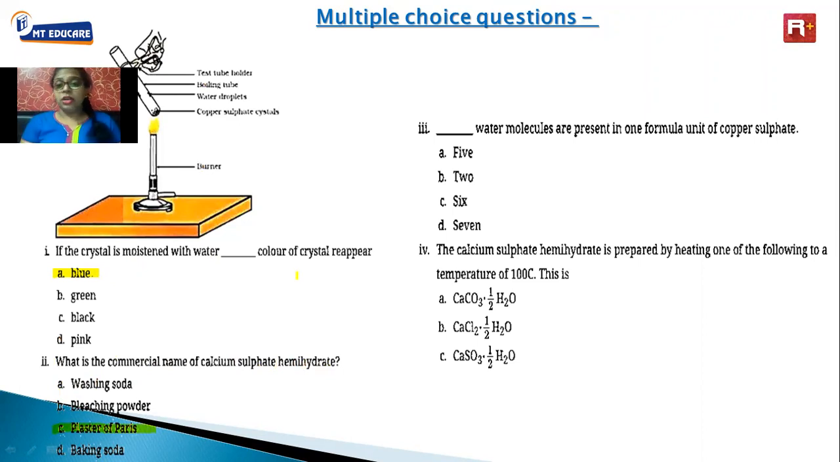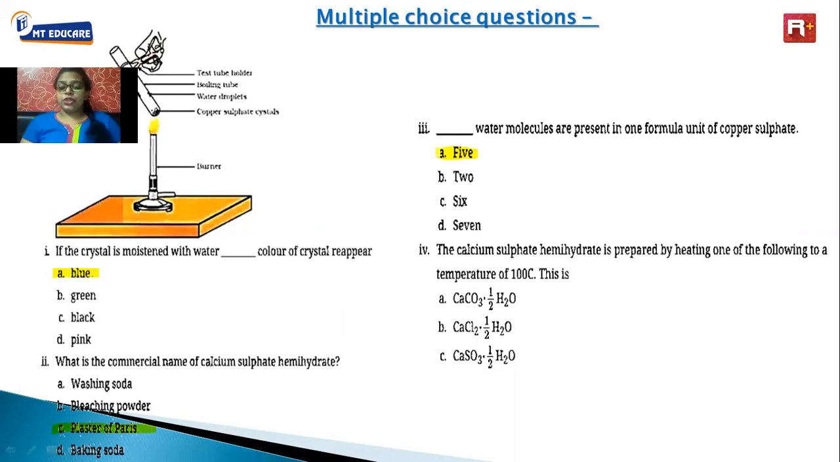Okay. Next, the third one: water molecules present in 1 formula unit of copper sulfate. How many water molecules are present? Now students, do you remember, water molecules in any crystal we call water of crystallization. So they are asking the number of water of crystallization in copper sulfate. What is the formula for copper sulfate? CuSO4.5H2O. So 5 is the number of water molecules.